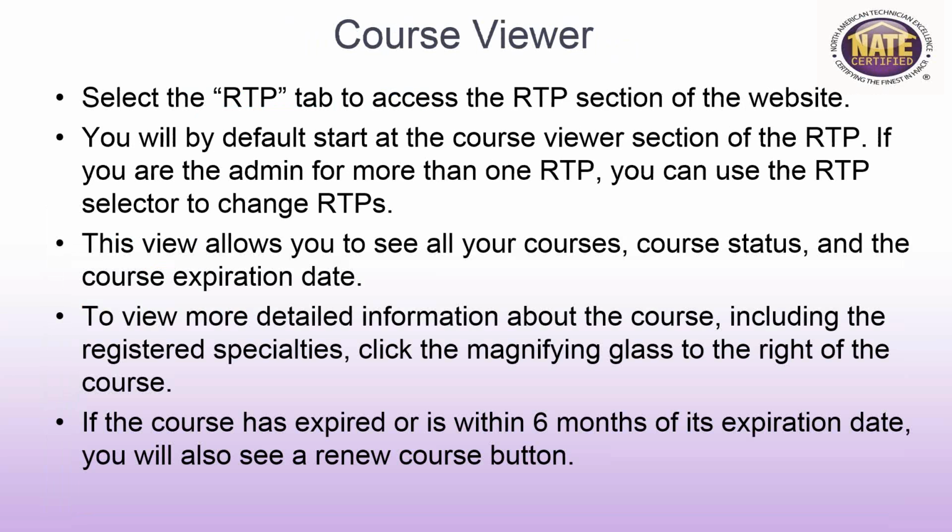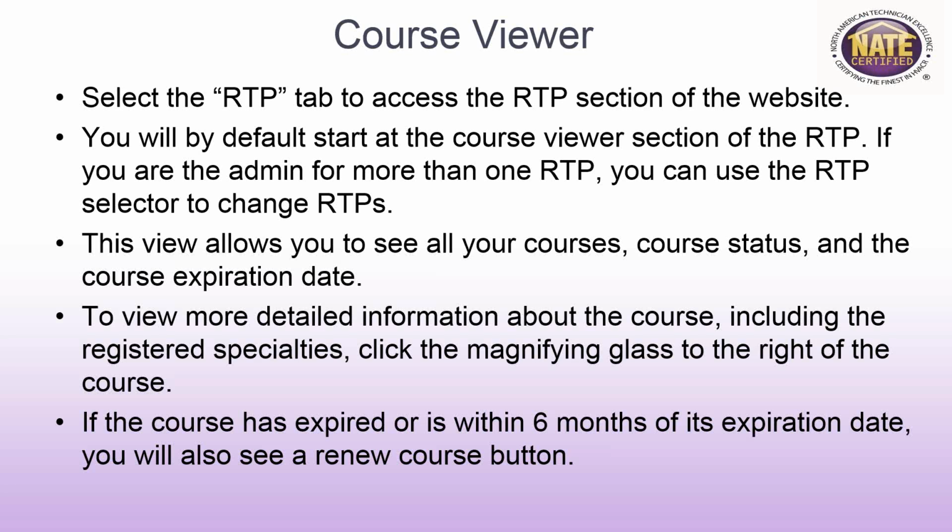Alright, the first section we're going to go through is the course viewer. So to get to that, select the RTP tab once you've logged into MyNate. By default, you're going to start at the course viewer section in the RTP. If you are an admin for more than one RTP, you can use the RTP selector to change which organization you're viewing. This view is going to allow you to see all your courses, the status of those courses, and the expiration date for those courses.